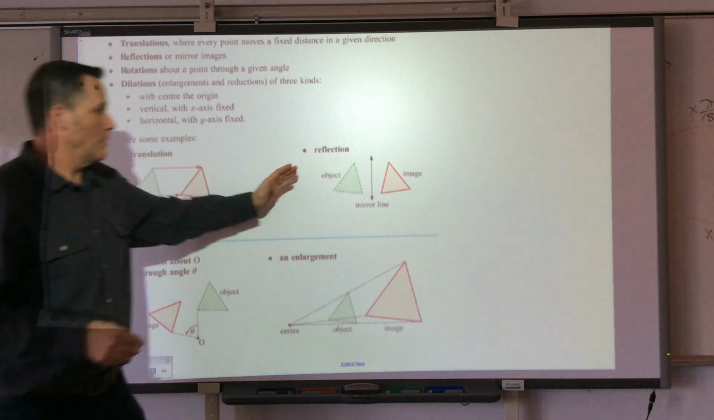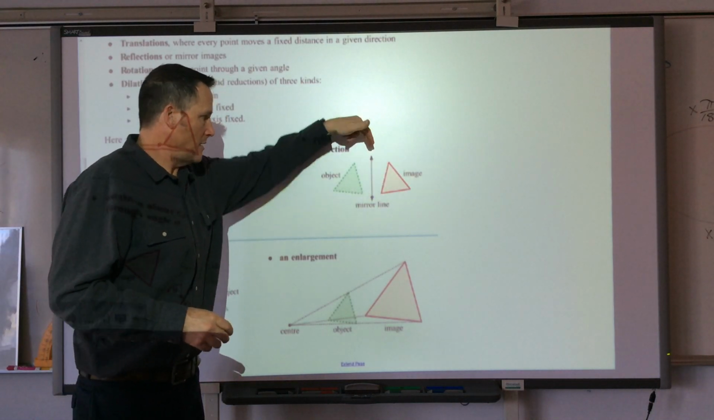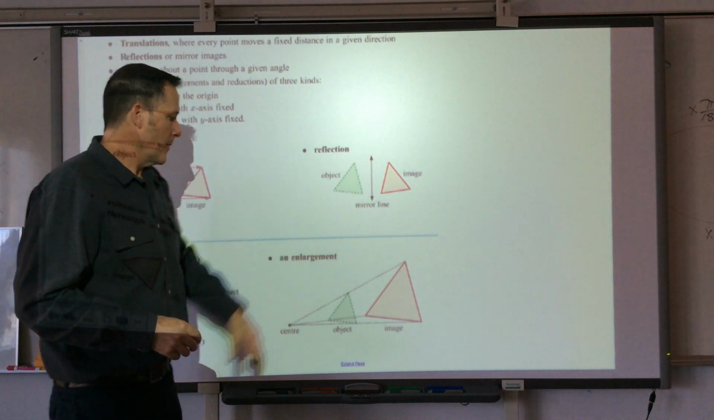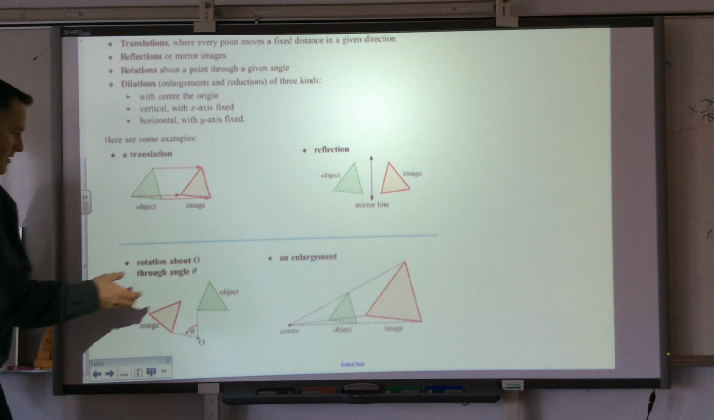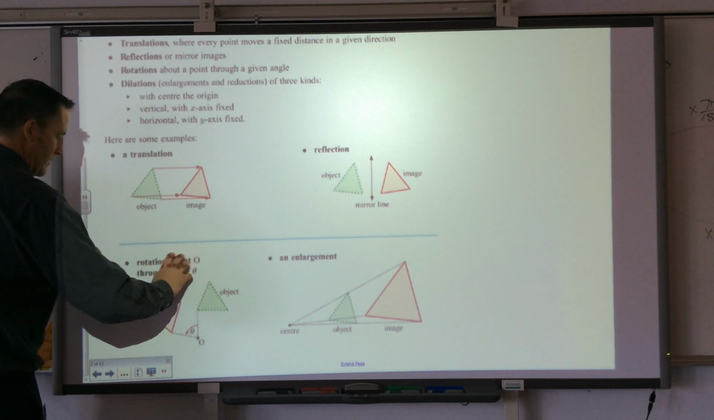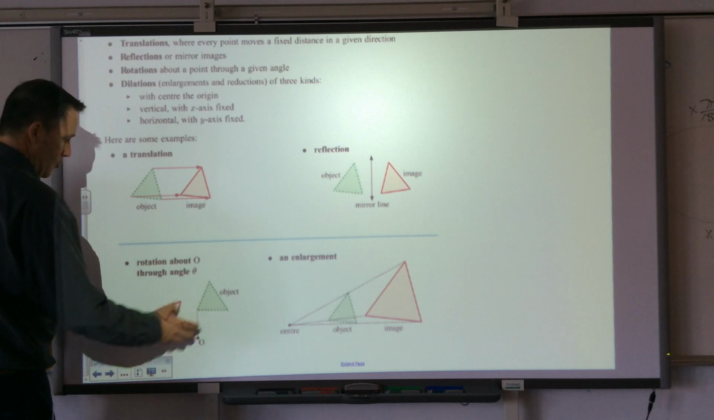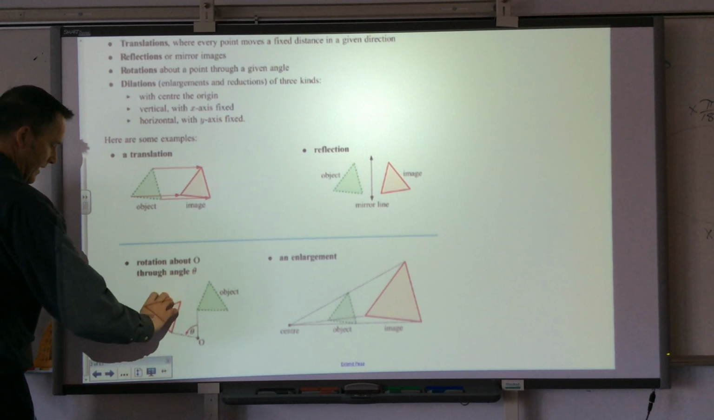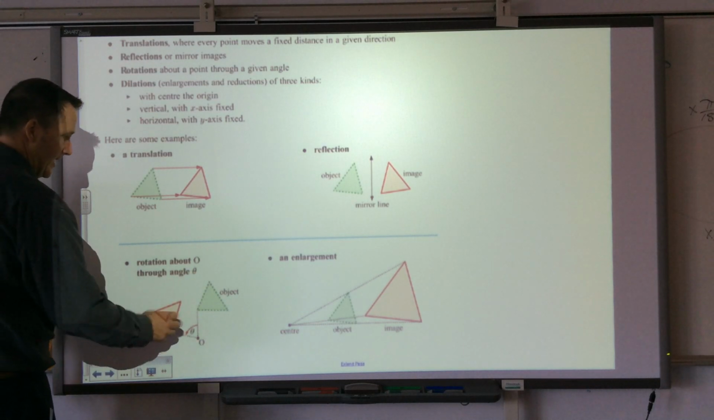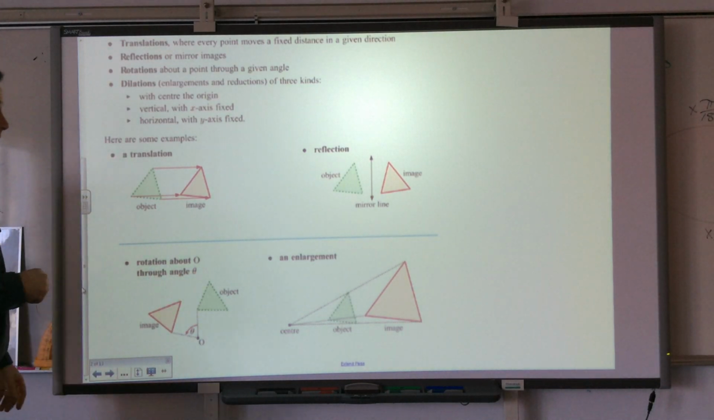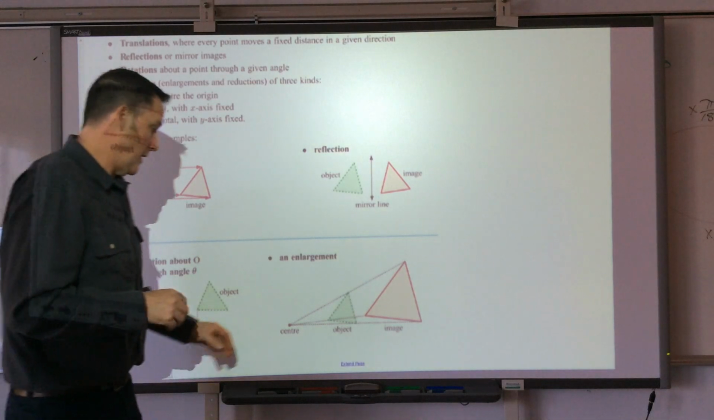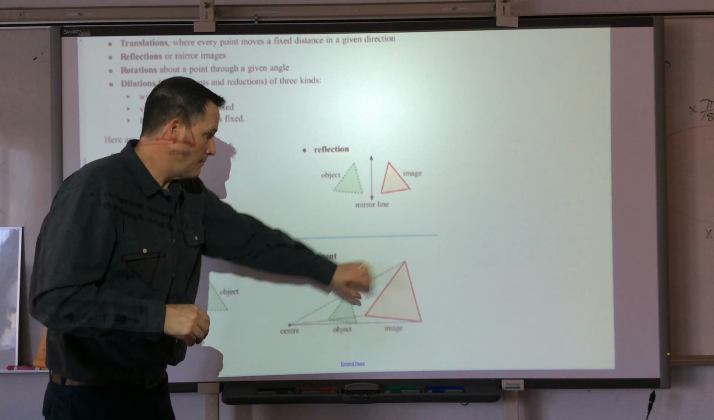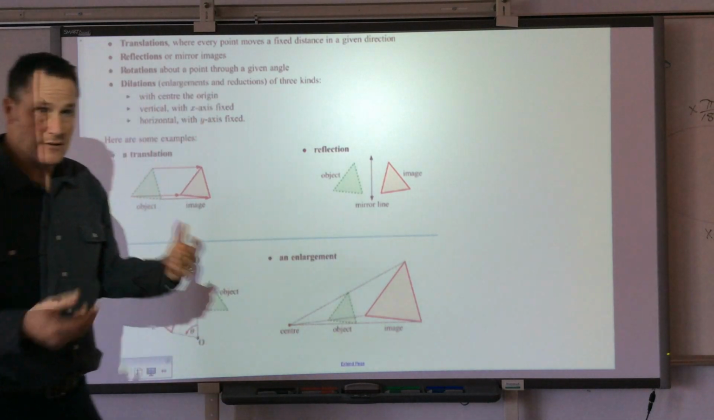A reflection, we're reflecting it on a line, so this is acting as the mirror. And we have a rotation, so we start here and we rotate it around a certain point. Usually the origin is what we're going to be using as our rotation point. So we could rotate it 90 degrees, 180, that kind of thing. And then we have an enlargement, which is starting with the object here and making it bigger, so we're using our scale factor.